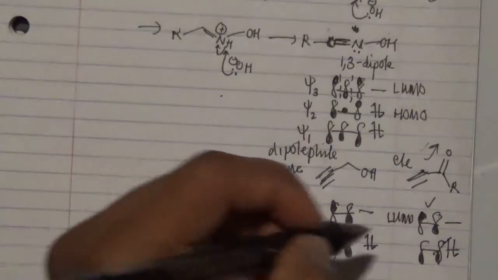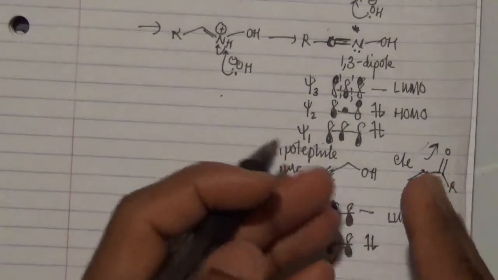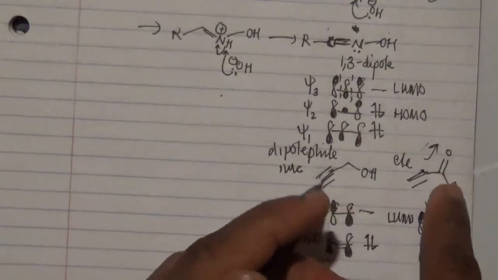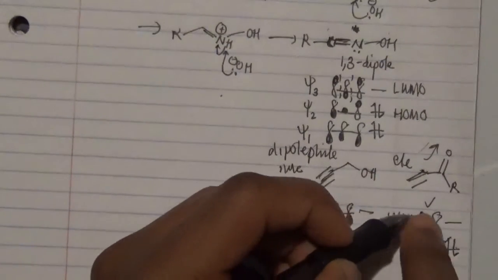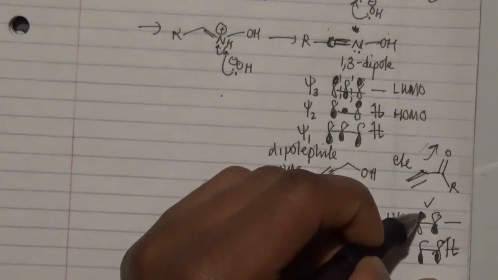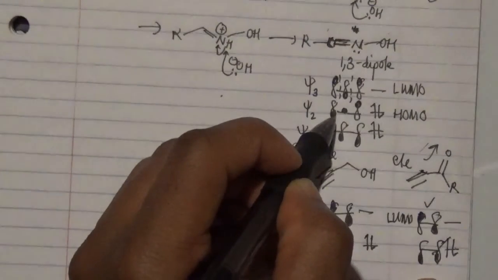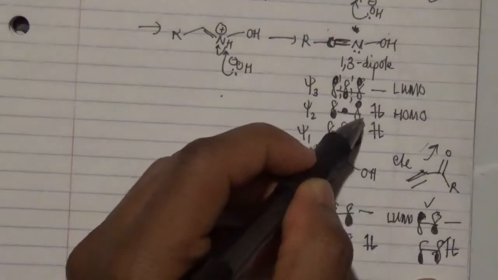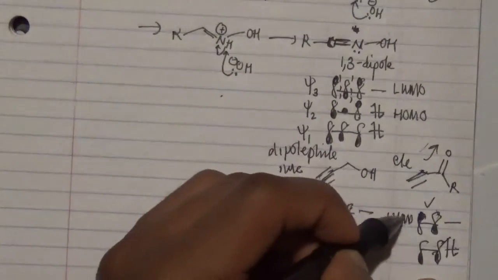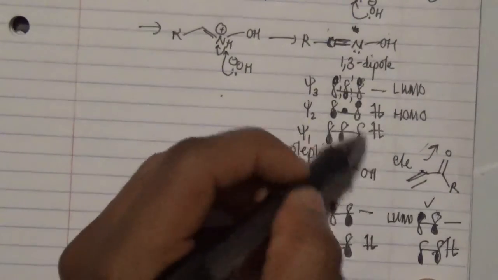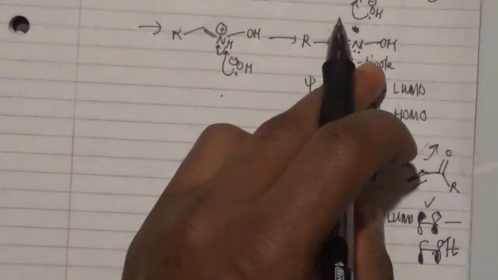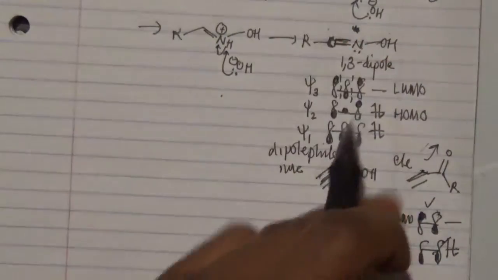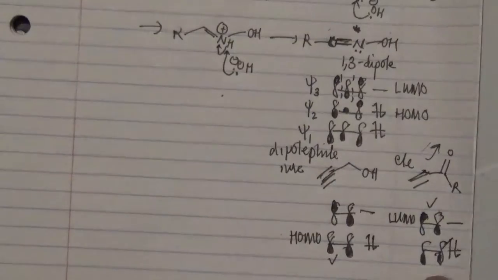Now on the other side, assuming we are using another functional group where the R group is actually electron withdrawing, then we're going to use the LUMO, where this will be in phase, and we're going to use this overlapping with that and this overlapping with that, where the LUMO will interact with the HOMO of the 1,3 dipole. So everything, or this 1,3 dipole, all depends on the DIPOLEPHILE in this case.